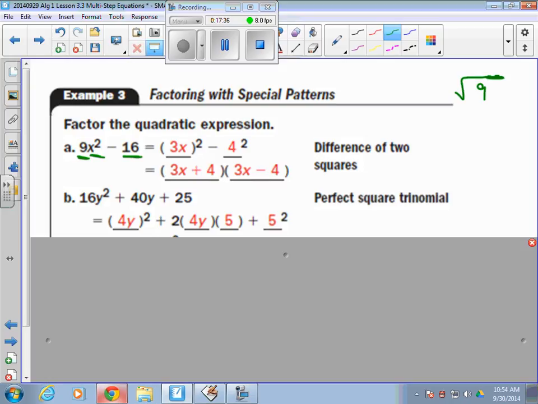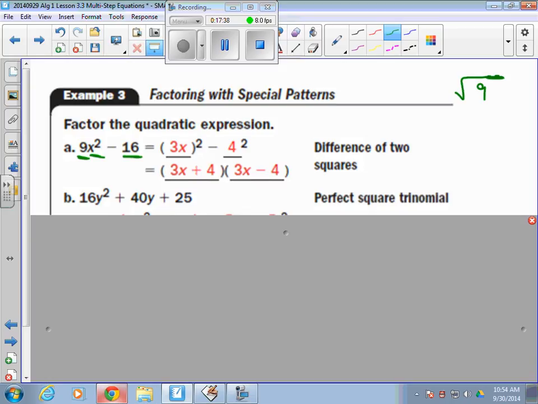Here's a perfect square trinomial. The easiest way for people to do this is to say, okay, is this a perfect square 16? Yes, it is. 4. Is y squared a perfect square? Y, yes, it is. Is this one a perfect square 25? Yes, it is. 5. So you have 4y and you have 5. This sign right here tells you what goes in the middle of them, plus. So 4y plus 5 squared.